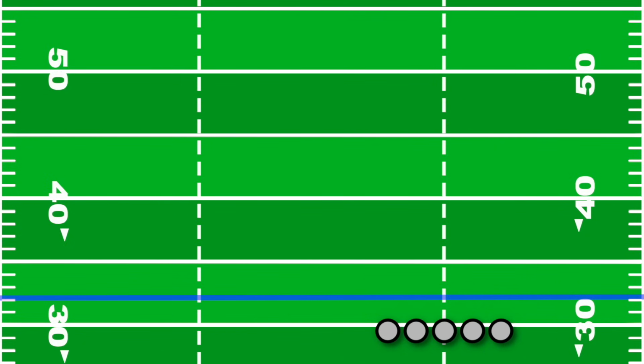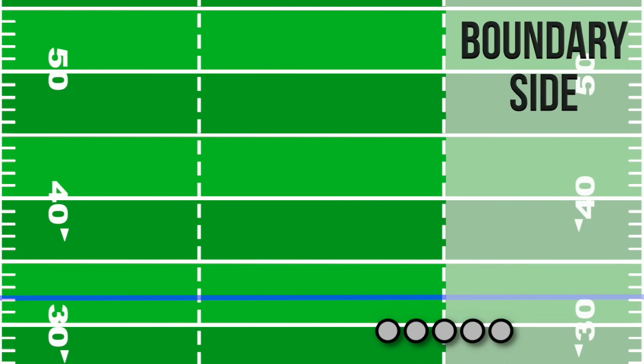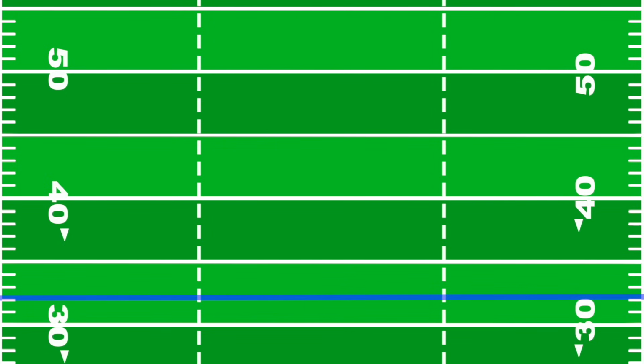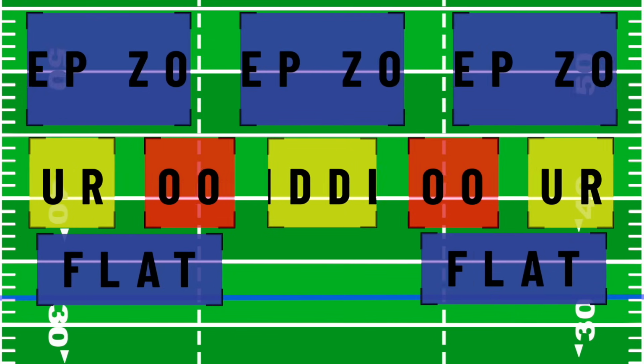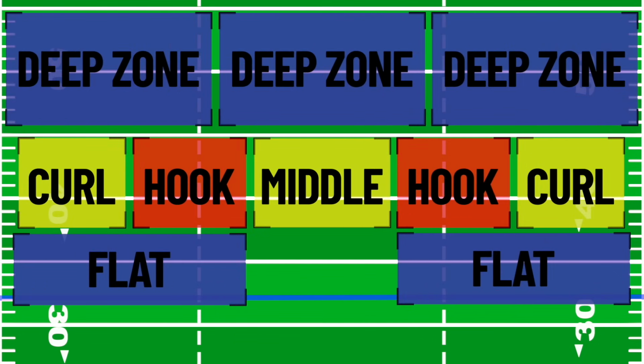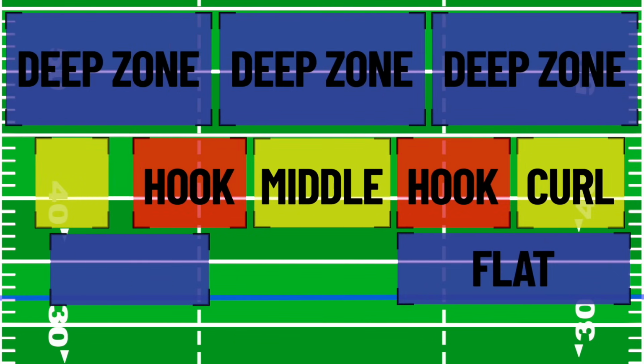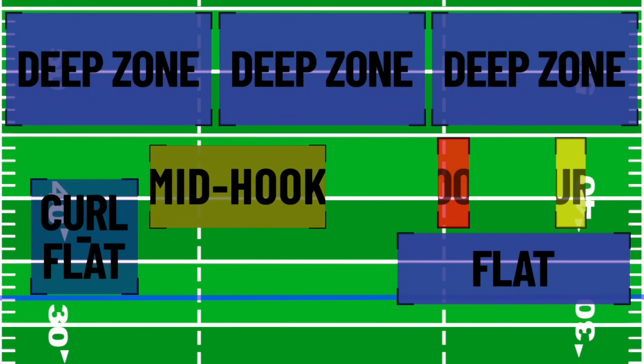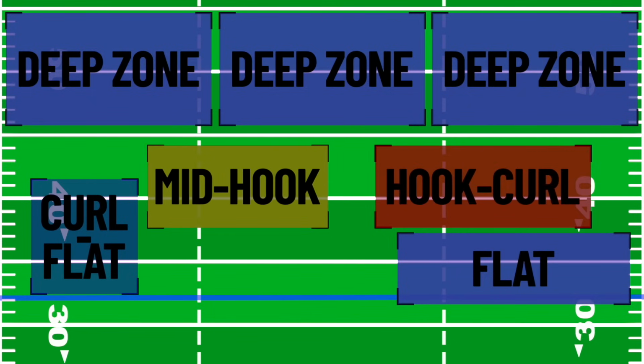A boundary corner is a corner lined up on the short side of the field, assuming the ball is on one of the hashes, and a field side corner is lined up on the wide side of the field. For the most part, pass coverages are named according to the number of deep defensive backs. Each zone coverage divides these underneath zones differently depending on how many underneath defenders there are. As the number of underneath defenders decreases, the zones get combined and become more difficult for one player to cover.